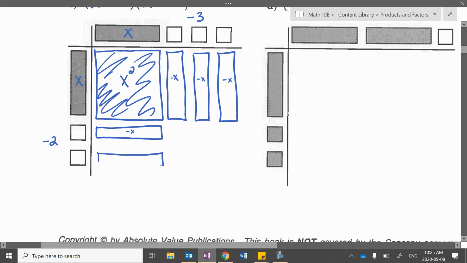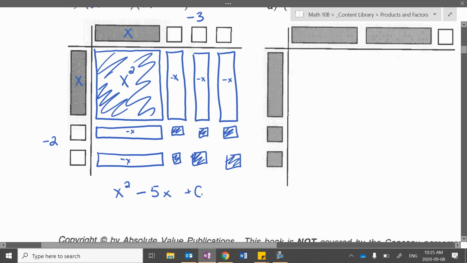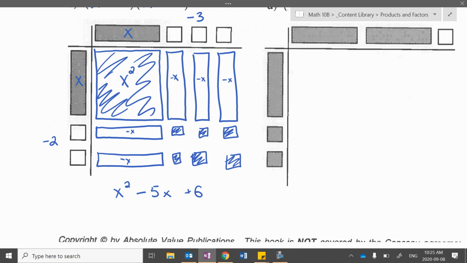The big change here is when I look at my ones. I have negatives times negatives. So all of these guys are going to be positive. So in the end, I have a positive x squared. I have 5 negative x's, and then I have 6 positives. Once you've got that, you can turn the page.